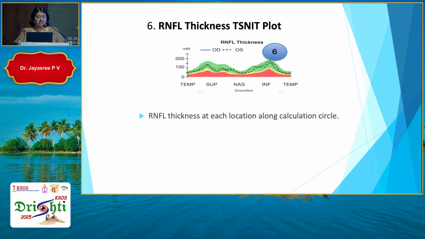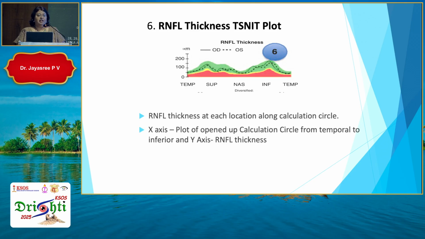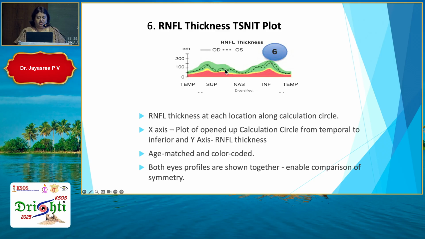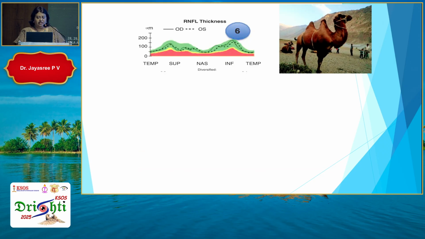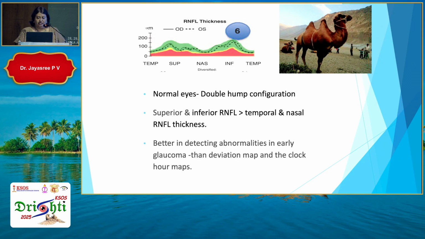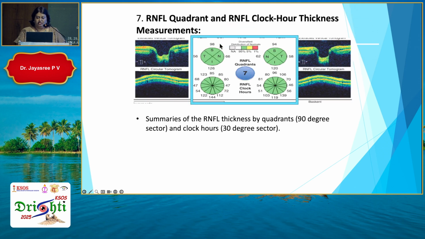The RNFL thickness TSNIT plot is seen like this. It shows the RNFL thickness at each location along the calculation circle. If you open up that circle and stretch it on an x-axis, this is how it looks, and you have a double hump pattern here, because the superior and the inferior RNFL is thicker than the nasal and the temporal. It is very useful in detecting the earliest thinning. So always look at this tracing; if there is a localized thinning here, that is more indicative of a localized RNFL thinning. These summaries of the RNFL thickness are given in the quadrants and the sectors here.